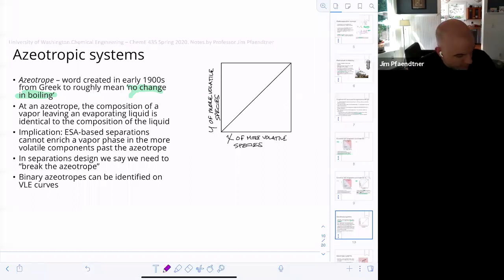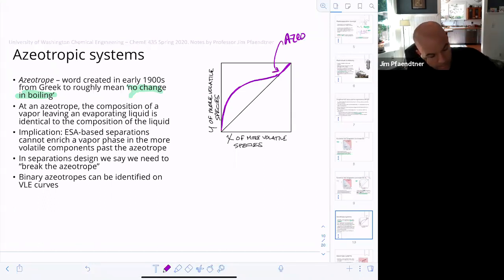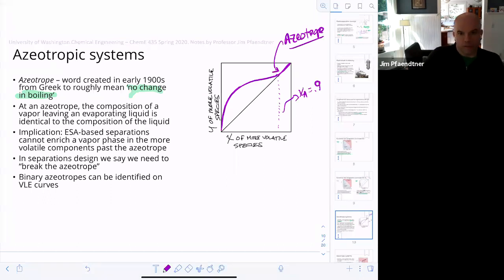So what that looks like on the XY diagram is the following. At low values of X, we could have a pretty good separation factor, and that diagram's looking good. We can really enrich the vapor phase in our more volatile component. And then at some point, when that line touches the 45 degree line, that point right there is the azeotrope. The compositions of X and Y are equal. So for any point right here, for example, if you have a mixture where XA is 90%, the vapor phase is also going to be equal to 90%.